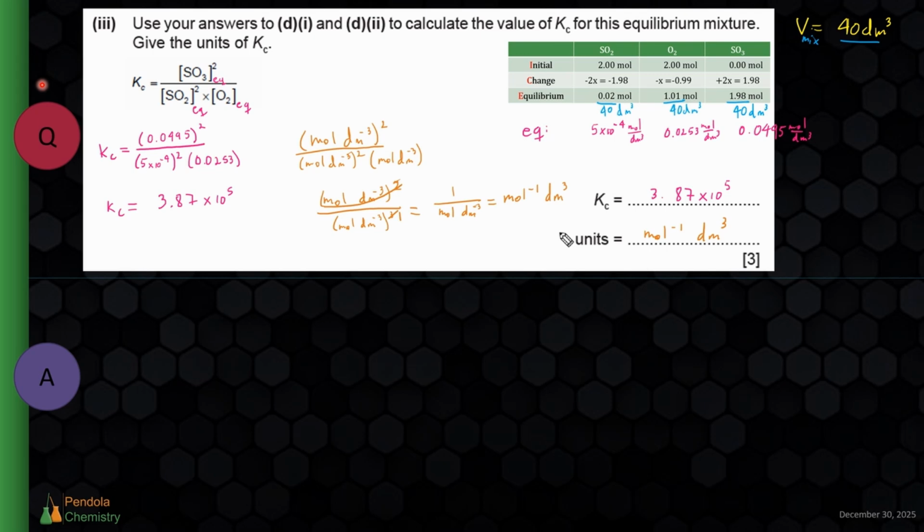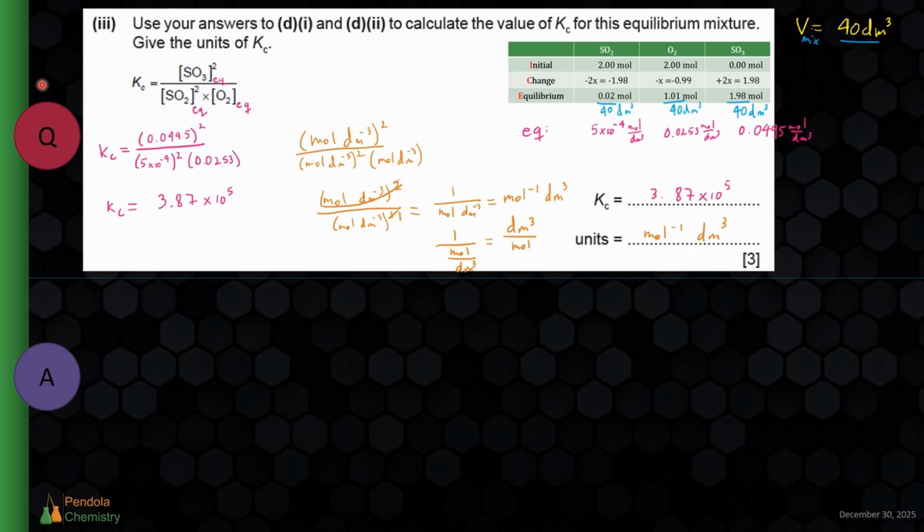Essentially, what we have here, to put it in a different way, is 1 over mole per cubic decimeter. And if we divide 1 by a fraction, all we're doing is flipping the fraction. So we get dm to the third over moles, or mole to the negative 1 dm to the third. And that's going to be our answer for the units.